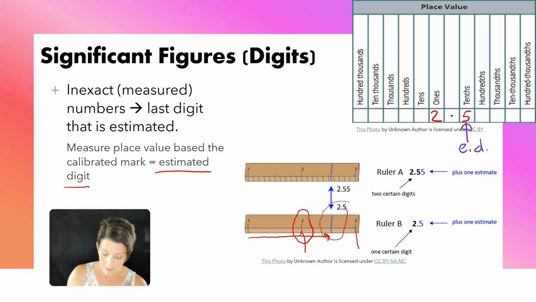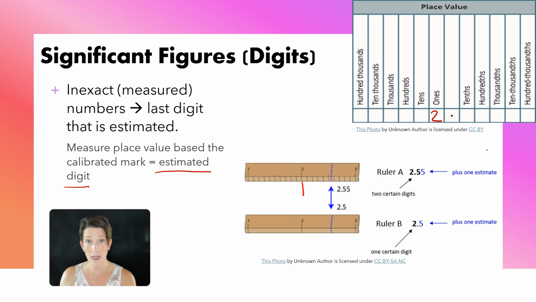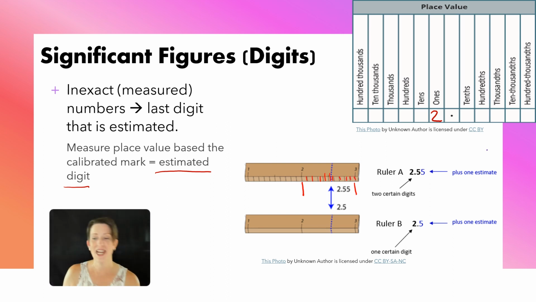With the one above, however, we still have that largest calibrated mark at the 2. So we still have that 2 in that place. However, if you notice, there are more lines in between 2 and 3. And each of those lines is still calibrated. So we have 1, 2, 3, 4, 5, 6, 7, 8, 9, 10. There are 10 lines in between the two. So that means the next one is going to be the 10th place. That is also going to be calibrated because we have a line for it.